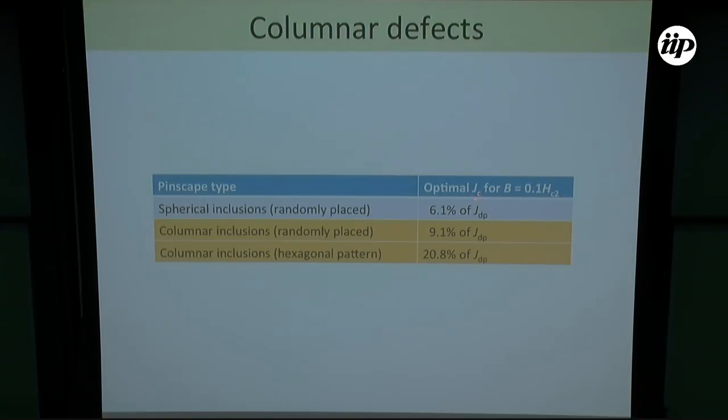So for the columnar defects, let us compare the critical current value in the optimum for spherical and columnar inclusions. So for spherical, we have about 6% of the depairing current in the optimum for the given field and almost zero temperature. For columnar defects, if you consider the random uncorrelated placement, then we have about 9%. For correlated placement, we have 20%. But it doesn't answer the question which was in the very beginning.